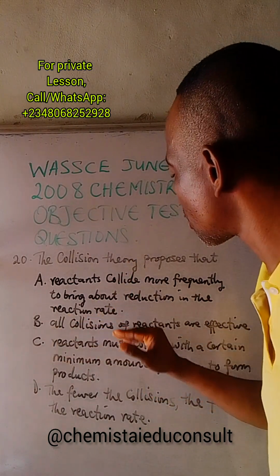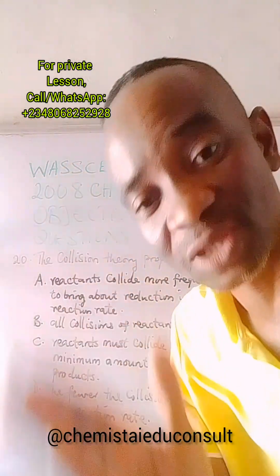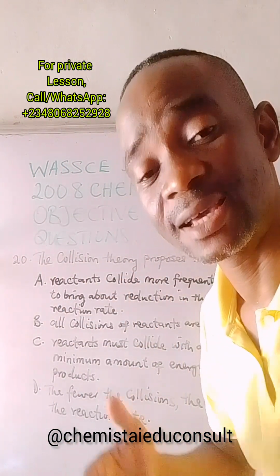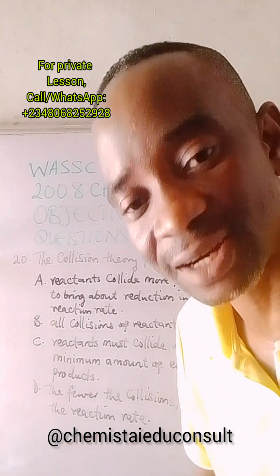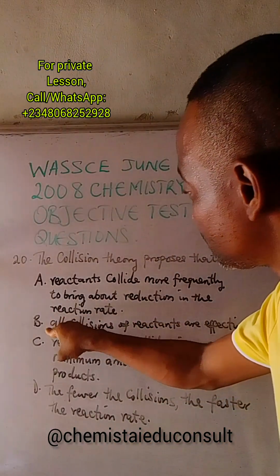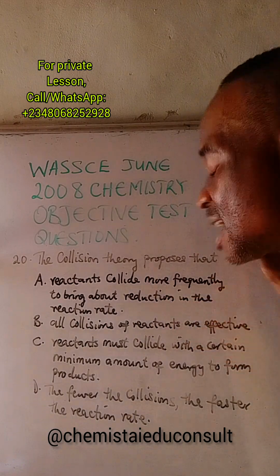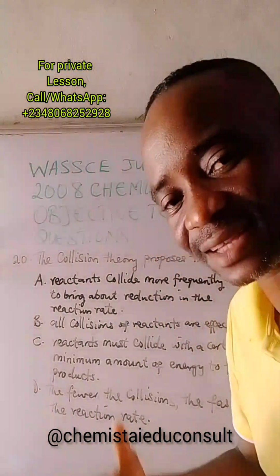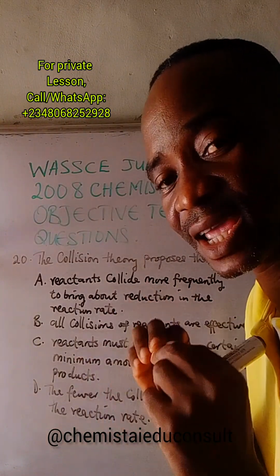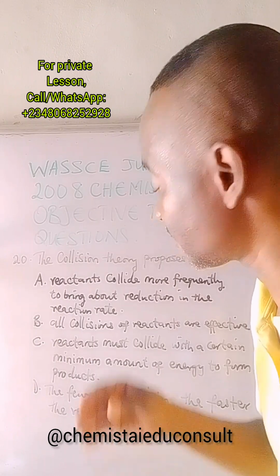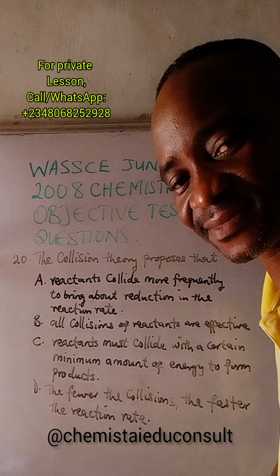B. All collisions of reactants are effective. No. If I give you only 2 slaps when you need 20 to cry, the 2 slaps I've given to you is not effective because you are not going to cry. So B is wrong. It's a fallacy. Rather, all collisions of reactants are not effective. It's only some that are effective. It's only some that have reached that minimum energy that is required for reaction to take place. And that energy is called activation energy.